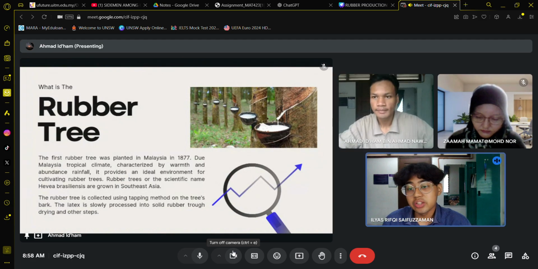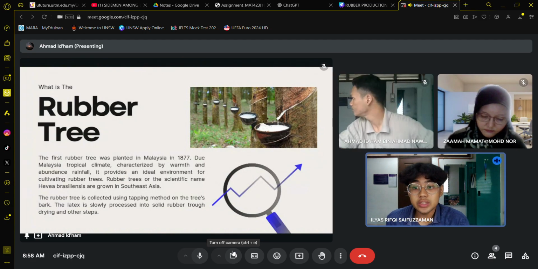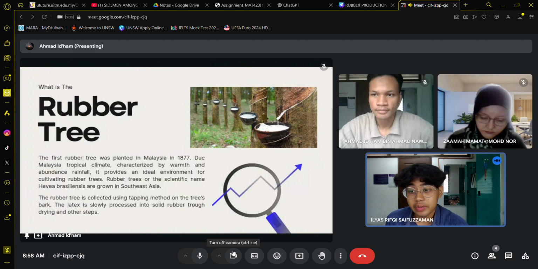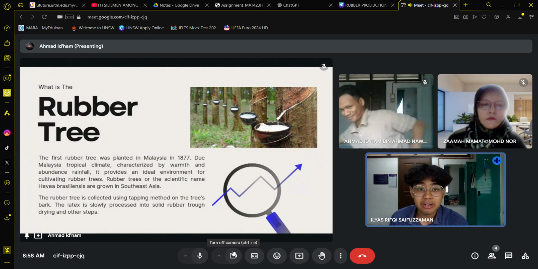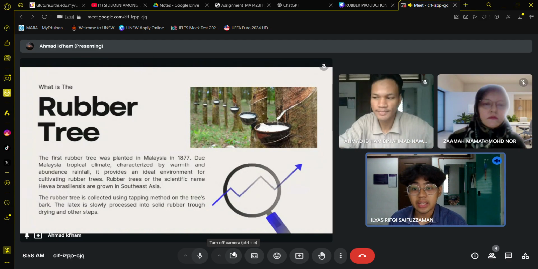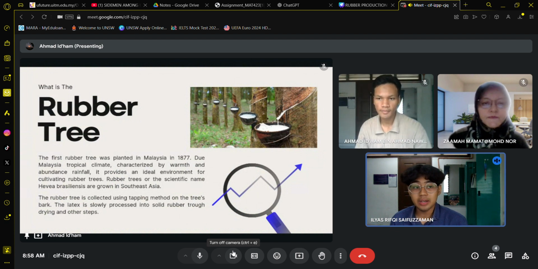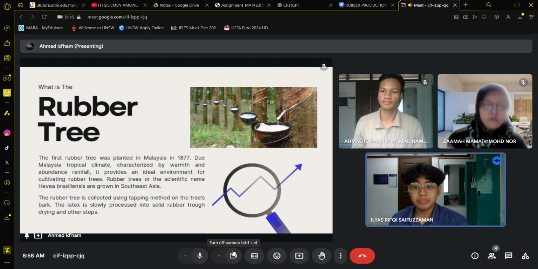Okay, for the introduction right now, I'm gonna introduce what the rubber tree is. So the rubber tree, or its scientific name is Hevea brasiliensis, is grown in Southeast Asia. So countries in Southeast Asia such as Malaysia, Thailand, Vietnam, and so on. So the first rubber tree was planted in Malaysia in 1877. Due to Malaysia's tropical climate, characterized by warmth and abundant rainfall, it provides an ideal environment for cultivating rubber trees.